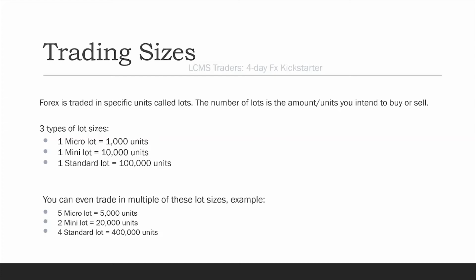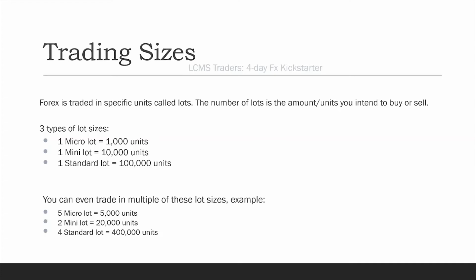So three main types of lot sizes. One is a micro lot. One micro lot equals 1,000 units. One mini lot equals 10,000 units. One standard lot equals 100,000 units.